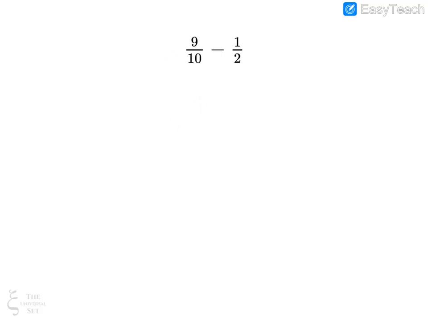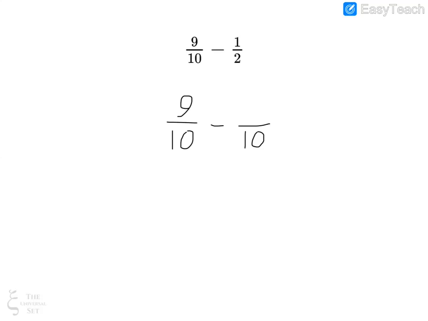Let's take a look at a subtraction-y type question then. So this time I've got 9/10, and I want to take away from that a half. Now I can't do it straight away because they've got different denominators. So let's instead write it so they've got the same denominator. I'm going to keep this 9/10 as it is, and I'm going to change this into some tenths.